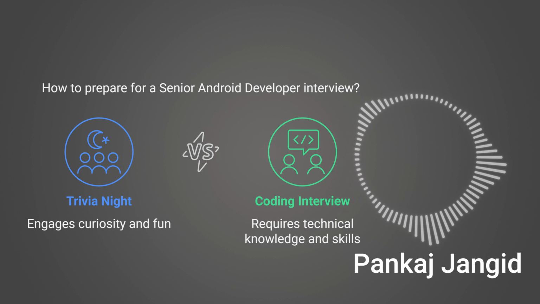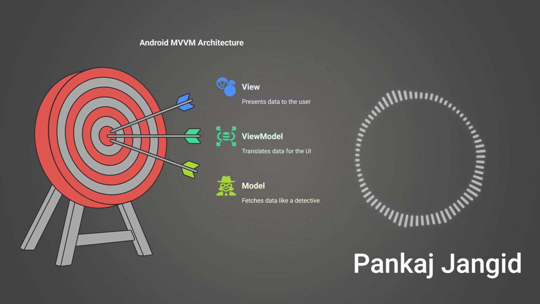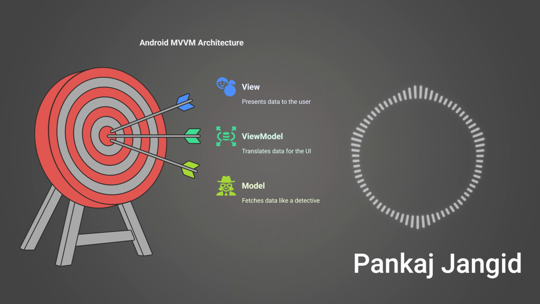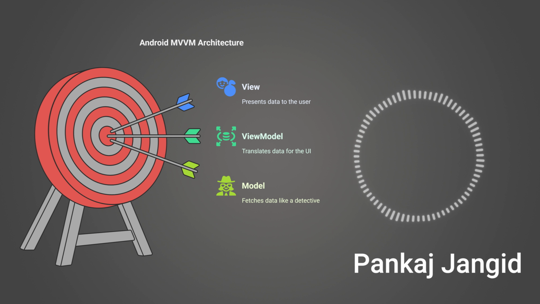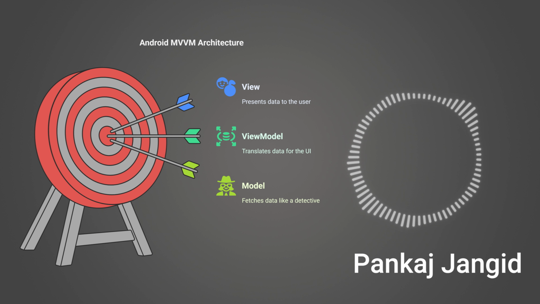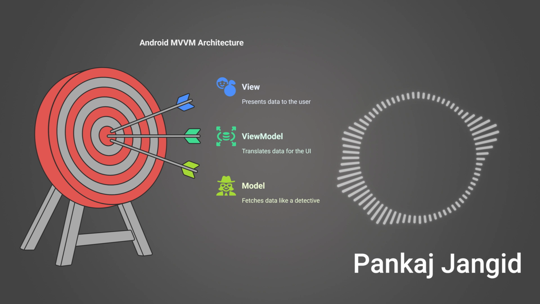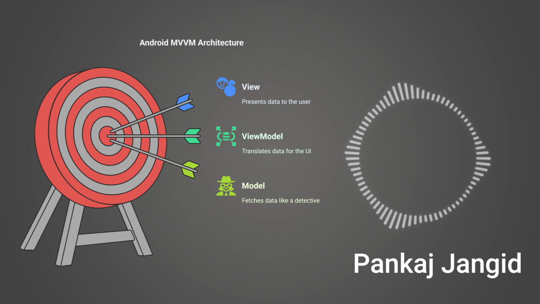First up, Android architecture. Picture your app as a superhero team with the model, the view, and the view model, that's MVVM. The model fetches data like a detective gathering clues. The view model translates data for the user interface, and the view is the eye-catching sidekick that presents the data to the user. This separation keeps your code neat, preventing your app from becoming a tangled mess like a bunch of knotted earphones.